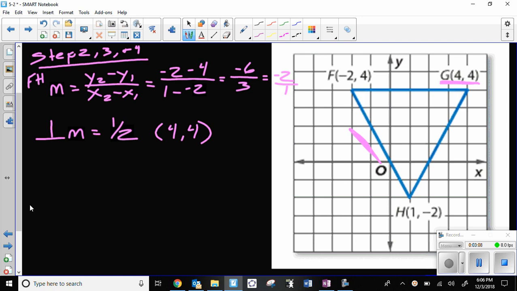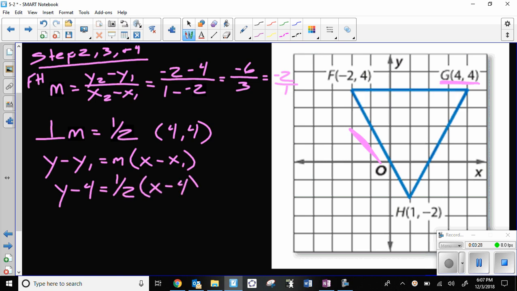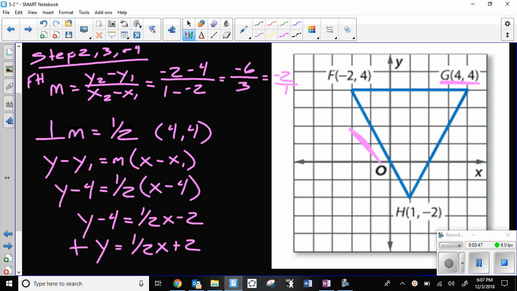I notice that (4, 4) is not the y-intercept, so we're going to use point-slope form, which looks like this. We plug in our information: y minus 4, the y-coordinate of my point, equals my slope, and then x minus 4, because that's also the x-coordinate of my point. Distribute: y minus 4 equals 1/2 x minus 2, and then we add 4 over to get y equals 1/2 x plus 2. I'm going to put a star next to that one.